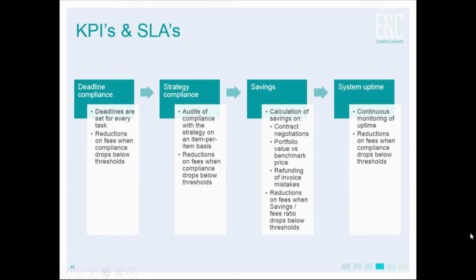Of course, all of this can only be successful when you have very good and sound KPIs and SLAs in place. And these are a couple that we typically monitor for our customers when they work with us. The main KPIs and SLAs that we can think of are deadline compliance, of course. Strategy compliance, very important. It doesn't make sense to write out a strategy note if you're not following your compliance with it. Monitor all your savings. Here you see a couple of saving calculation possibilities that we apply. And make sure that the data management system you have in place has the right uptime.